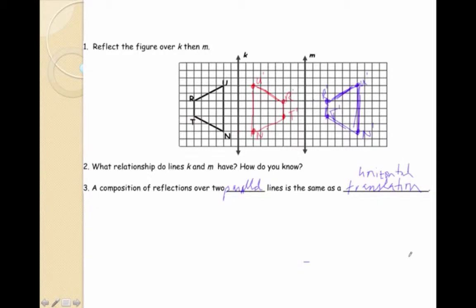In this case, it's horizontal. If these lines had been parallel, but they had been, say, horizontal, then it would have been a vertical translation. And if these lines had been parallel, but they had not been vertical or horizontal, then it would have been a translation that was more interesting. It would have gone sideways and up or down.